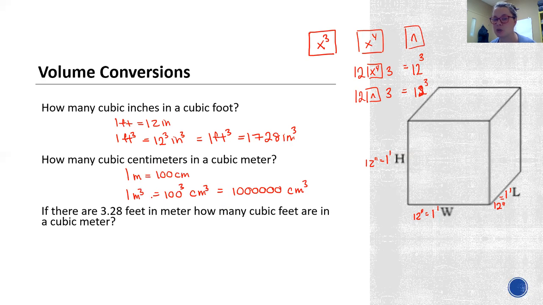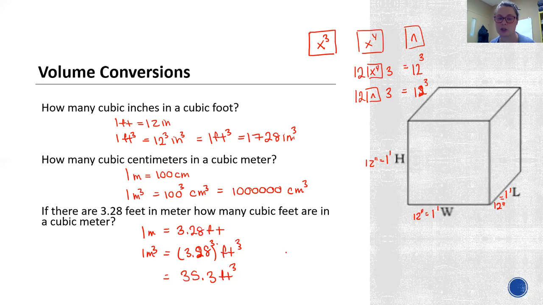And the last one, if there's 3.28 feet in a meter, how many cubic feet are in a cubic meter? Well, 1 meter, it just says, is 3.28 feet. So that must mean 1 meter cubed is equal to 3.28 cubed feet cubed. Plugging that into our calculator, 3.28 cubed leaves me with 35.3 feet cubed. Again, pretty easy questions to do.